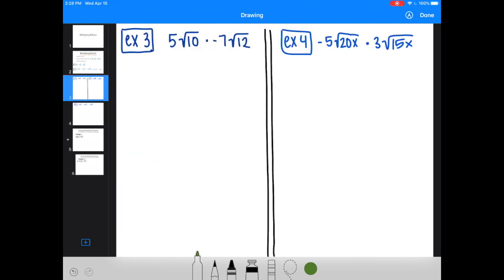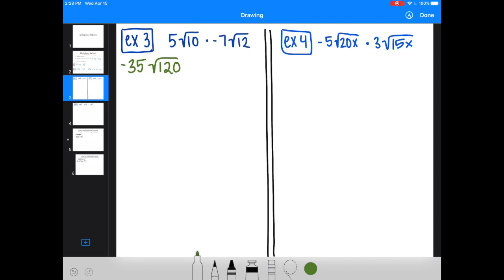All right, example 3. I have 5 square root 10 multiplied by negative 7 square root 12. When I multiply radicals, I first multiply my coefficient, then I multiply my junk in my trunk. So 5 times negative 7, my coefficients, gives me negative 35. Then I'm going to multiply my radicand. So 10 times 12 gives me 120.